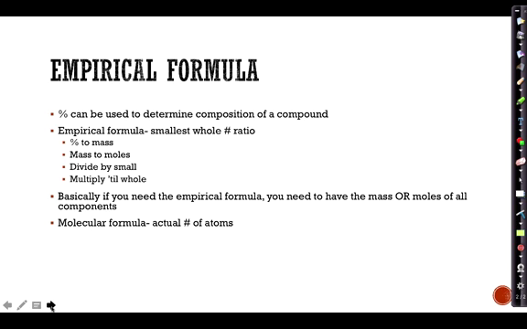Now the molecular formula is the actual number of atoms. So this can be a molecular formula, but not an empirical formula. So the actual number of atoms will be the molecular.